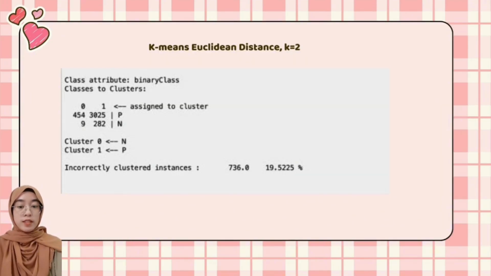In k-means Euclidean distance k equal to 2, this matrix shows that out of the total instances, 3025 were correctly identified as positive and clustered into cluster 1, while 454 positive instances were incorrectly placed in cluster 0. Similarly, 9 negative instances were correctly clustered into cluster 0, but 282 negative instances were incorrectly placed in cluster 1. These metrics highlight that the model performs well in identifying positive instances, but has some room for improvement in minimizing false positives and false negatives. For this model, the accuracy would be 80.4778%.